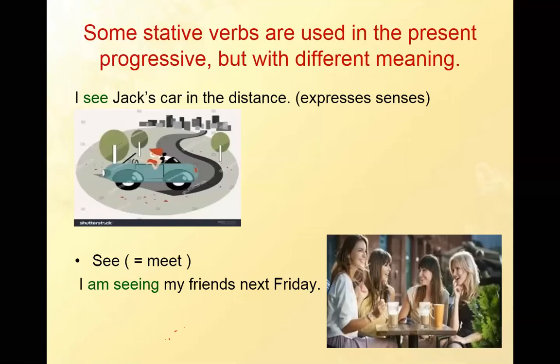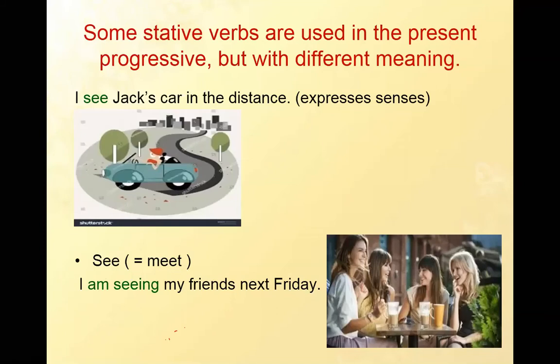So the stative verbs are verbs which cannot come in progressive form or continuous form. I cannot say I'm liking my school. No, never, it's completely incorrect. You can say I like my school. I love my friends. You cannot say I'm loving my friends. But for some verbs, we can use them with progressive form or continuous form, but remember, with a different meaning. Like this example, I'm seeing my friends next Friday.